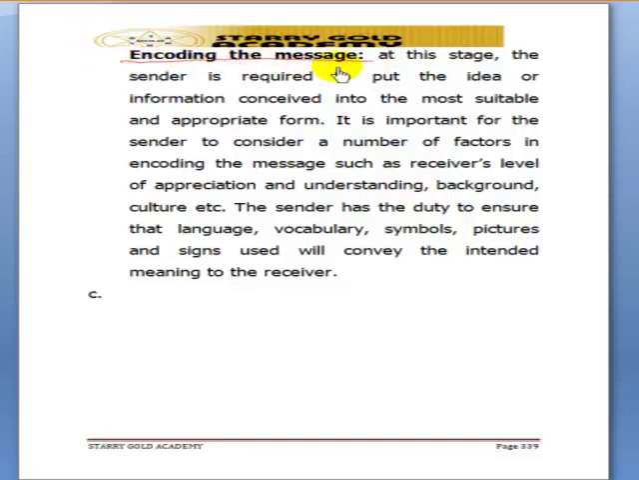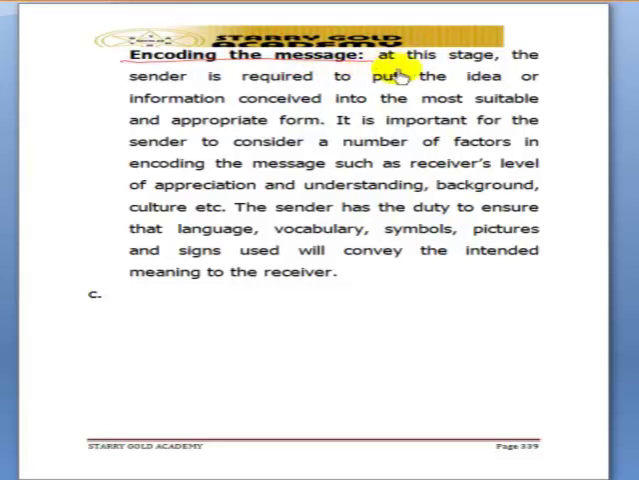The encoding stage. Of course, the encoding stage is having picked the idea, or having stumbled on a particular idea that is something you want to talk about. The next thing is what? To package that thing in such a way that it will be acceptable to the person that wants to receive it. That is encoding. Now we have gotten the idea, but how do we now package the idea to get it across? That is what encoding involves.